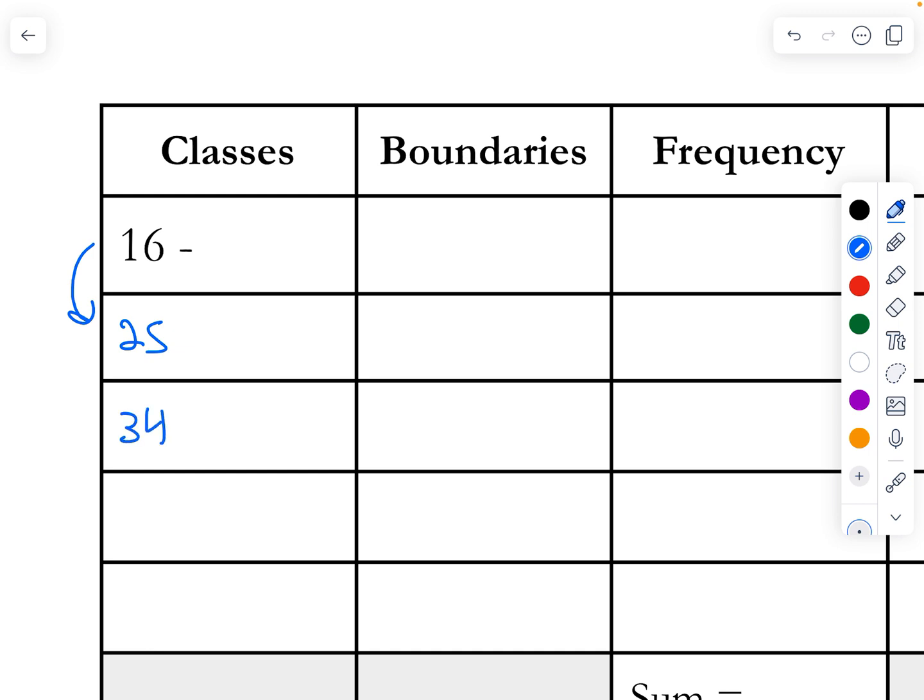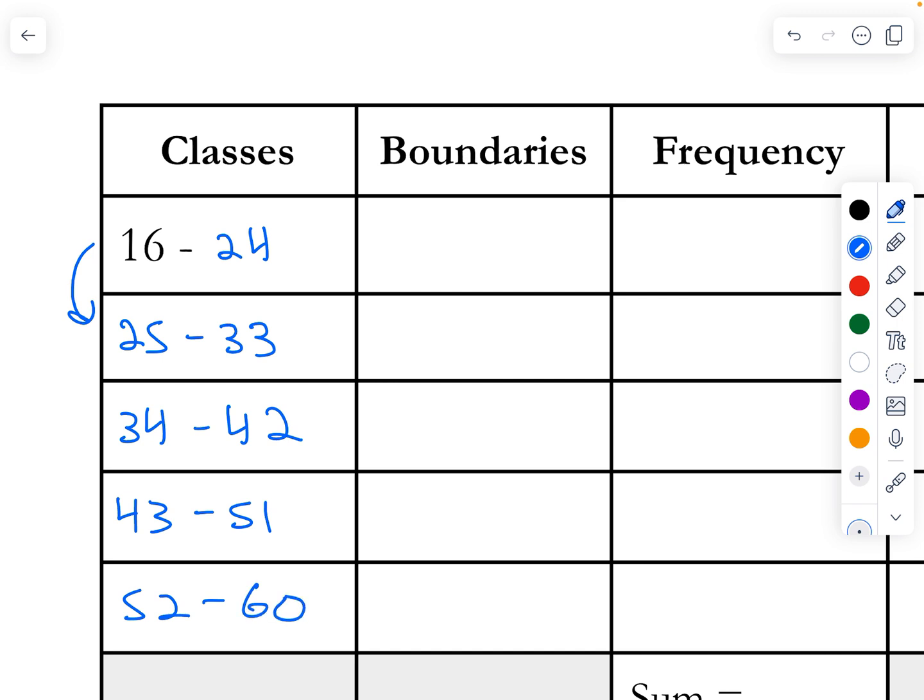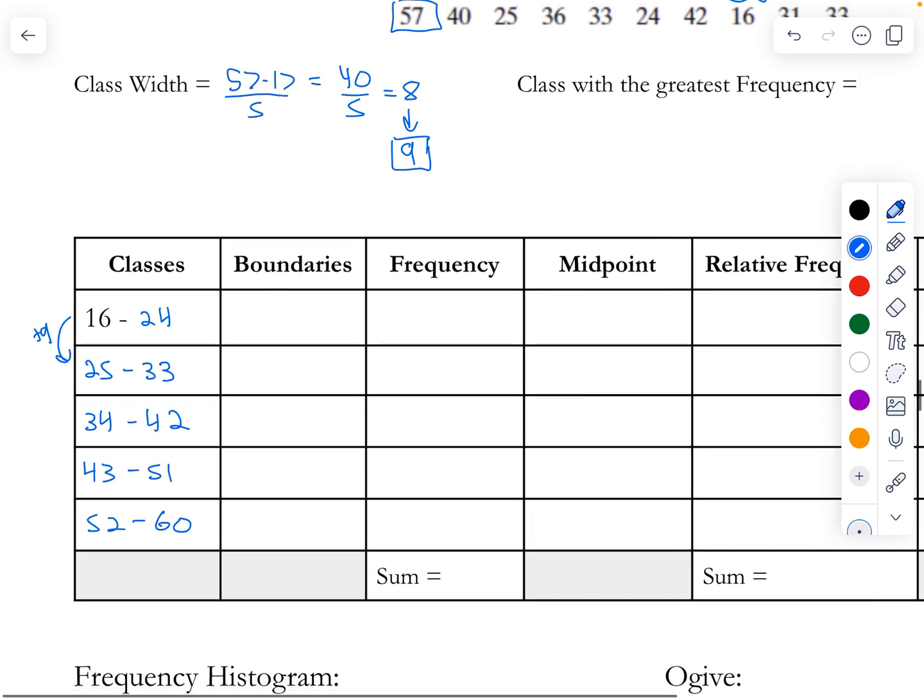So I'm going to add 9. I'm going to add 9. And the upper limits will end right before the next lower limit begins. So I'm just looking at the next number in the data set and subtracting 1, or the next number in the following class. And then to get that last upper limit, I'll add 9 to the previous. 51 plus 9 is 60. So I've got my classes.